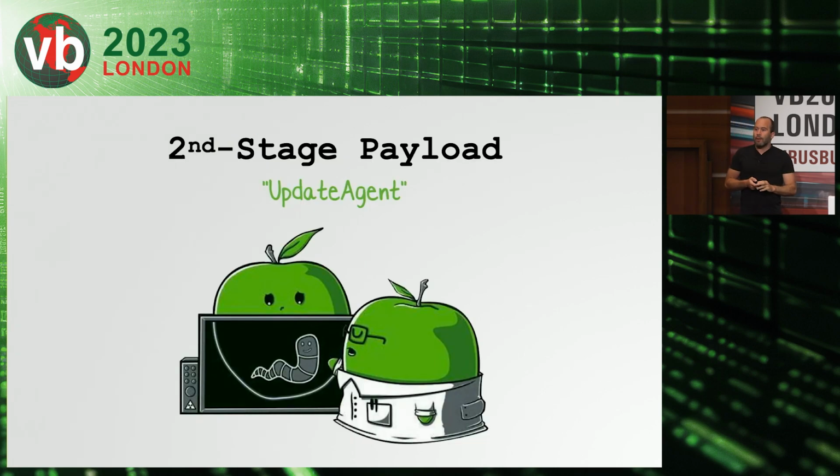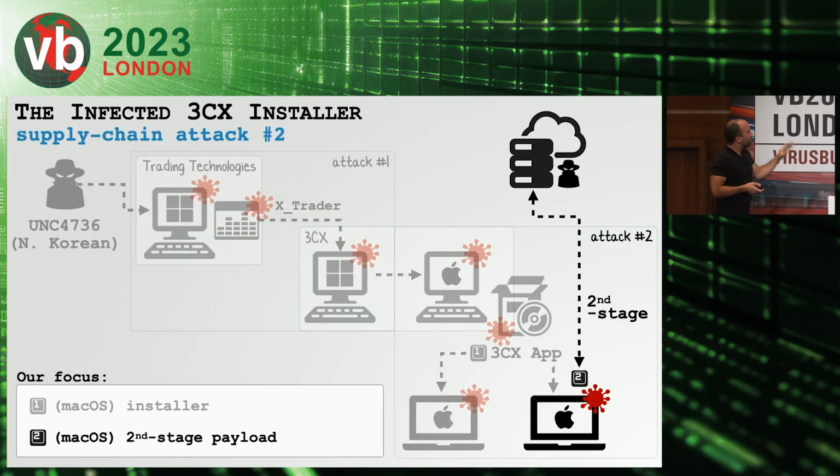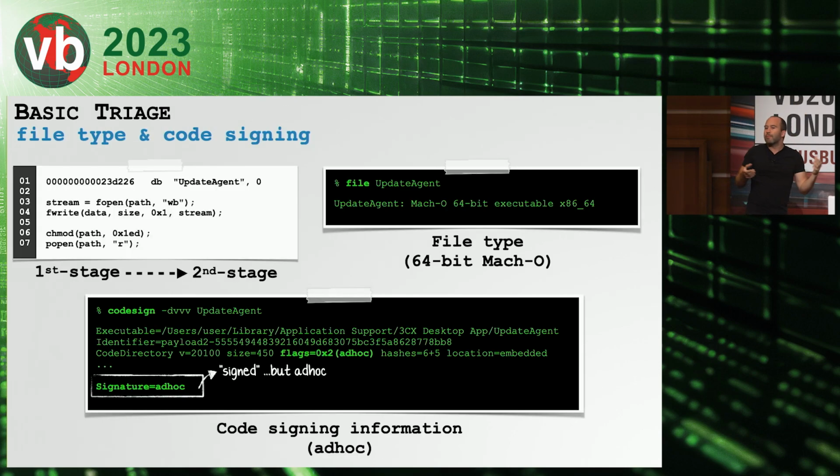So now let's talk about what this second stage payload does. Again, the piece of this is when a user has been infected via the supply chain attack, the first stage implant or first stage dynamic library has beaconed out and downloaded and executed that. So again, basic triage. If we run the file command, we can see it's a compiled macOS executable. In terms of code signing information, not a lot of interest here because it's code signed with an ad hoc signature, which basically means it was locally signed.